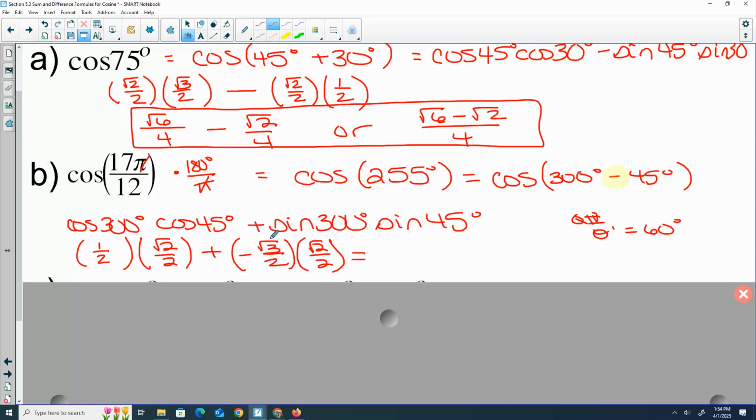So now if we multiply, 1 times radical 2 is radical 2. 2 times 2 is 4. Plus a negative would be minus radical 6 over 4. You can leave it like that, or if you prefer to write them together, that's fine as well.